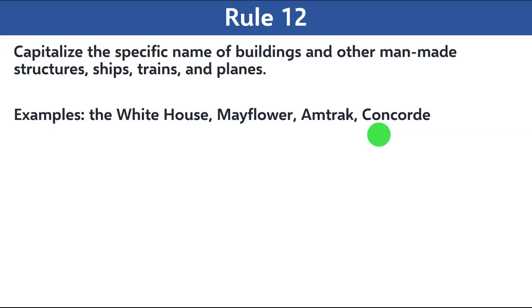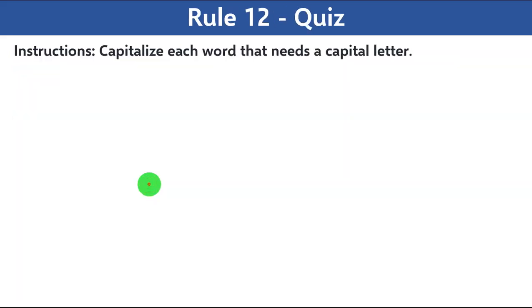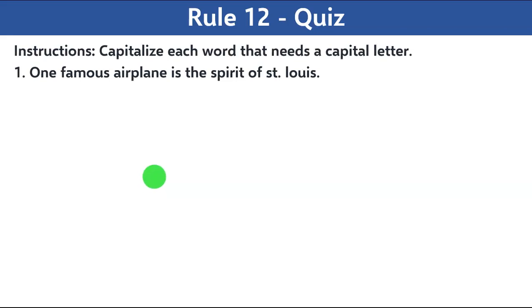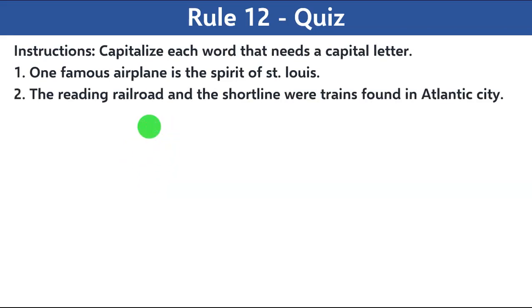C will be capitalized. Okay, so now that you know rule number 12 and rule number 11 and rule number 1 to 10, it's time for a short quiz on all these rules. Number 1. One famous airplane is the Spirit of St. Louis. Number 2. The Reading Railroad and the short line trains were found in Atlantic City.